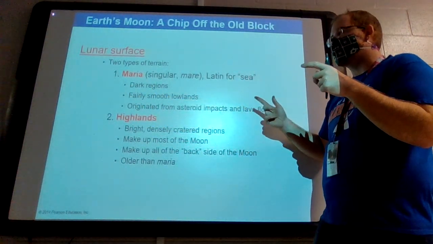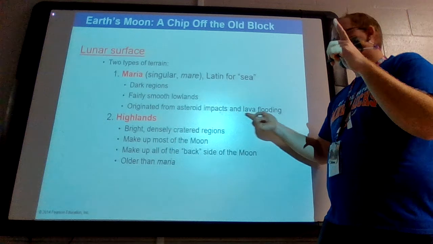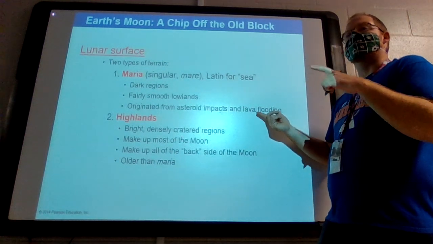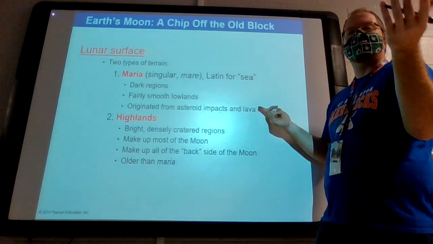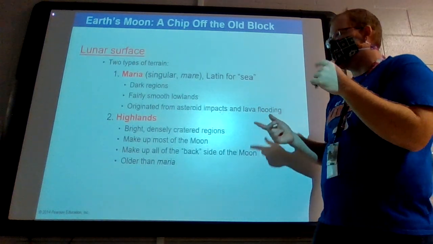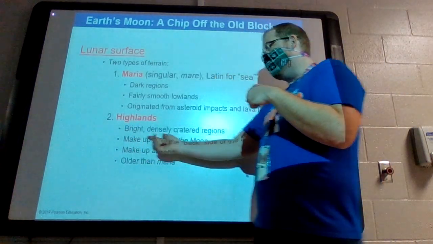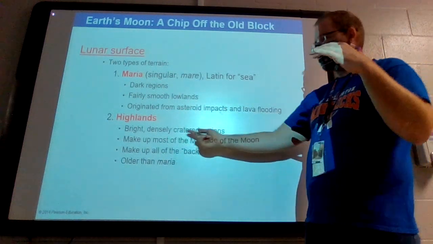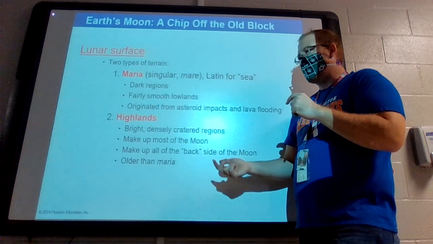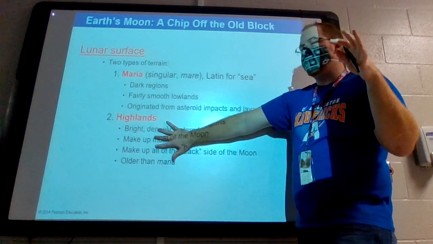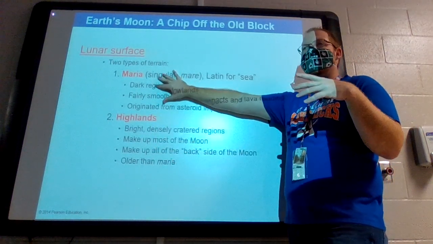They're fairly smooth lowlands. What they are is lava flooding. And so the dark parts are lava fields from back when the moon did have plate tectonics and volcanics. The highlands are the bright, really white stuff. There's a lot of craters there. They make up most of the moon. And in general, the highlands are older and the Marias are younger.